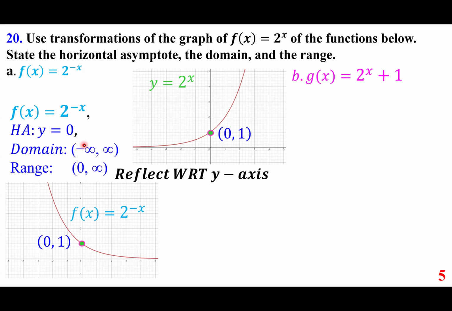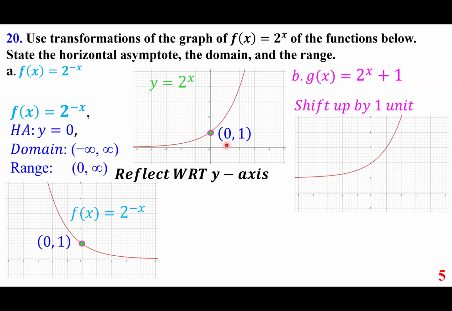What about 2 to the power of x plus 1? Just go back here and move it up by 1. The result is that now, of course, the horizontal asymptote has changed, and the y-intercept has changed. So this is now (0, 2). This is y equals 1.